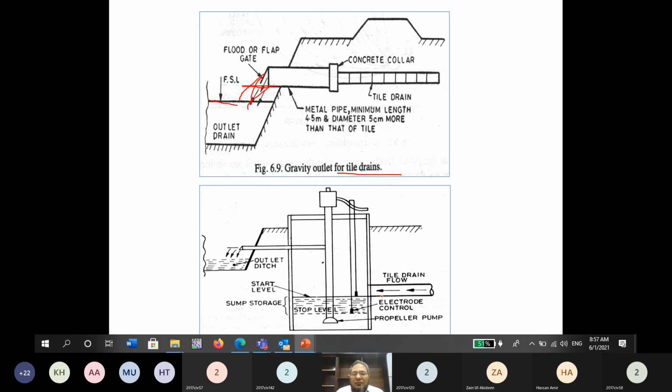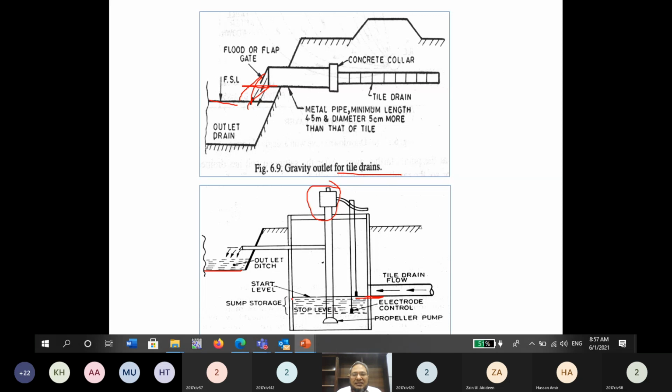But if the level of the outlet is below the bed level of the drain, this is the surface drain, or the same nala. The bed of the surface drain is higher compared to the invert level. This is the invert level of the tile drain. Then what do we have to provide? Then we have to provide a pump here. This may be a pump, and this is a vertical pipe, and this is the stop level of the pump.